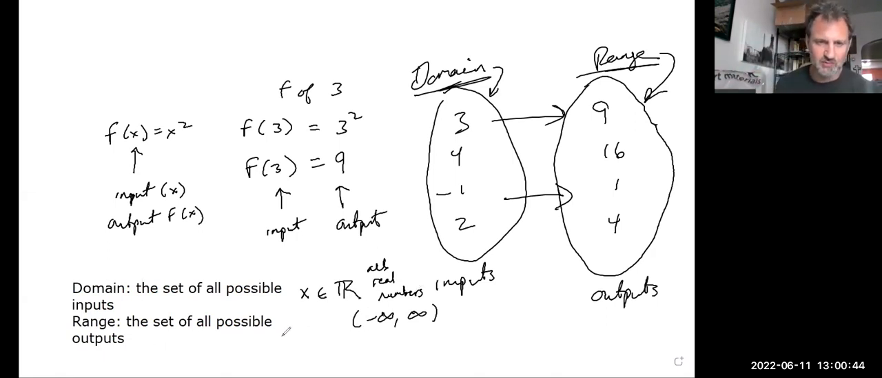And then the set of all possible outputs here, it's a little more interesting because actually I cannot get negative outputs. So my range goes from 0 included. So 0 is a possible output all the way up to infinity, which means it goes as far up as we want, right?